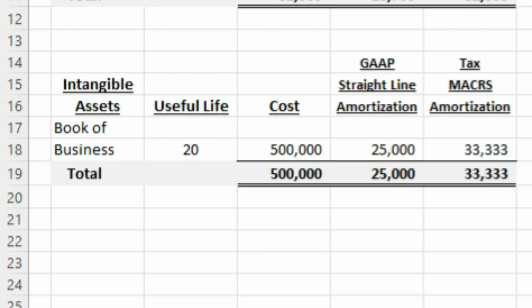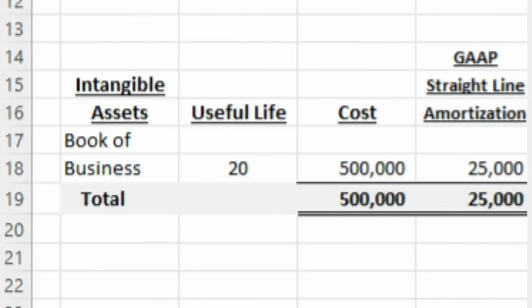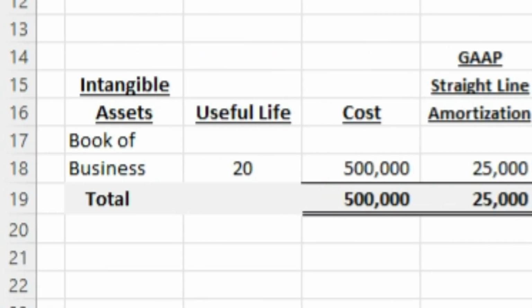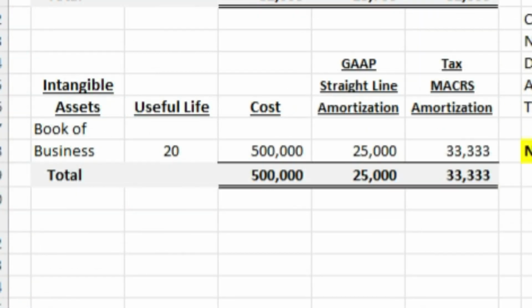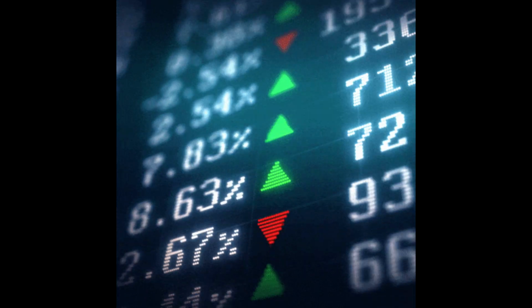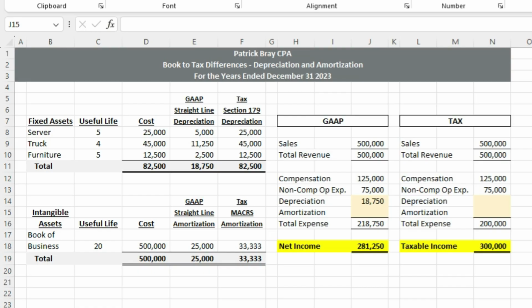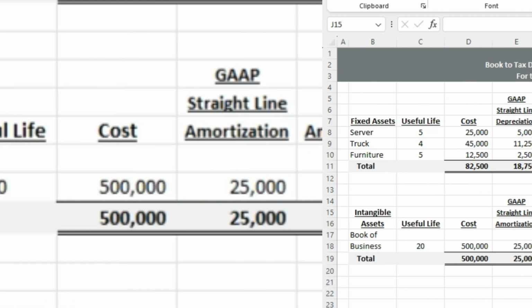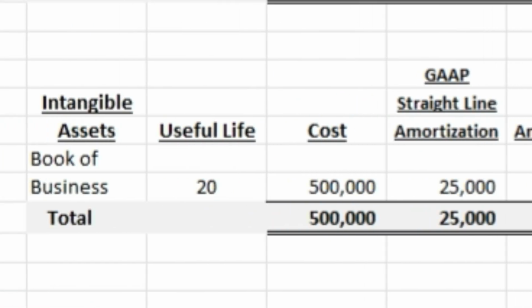And in this example, this book of business, we determined that its value or what we purchased it for was $500,000. The useful life related to an intangible asset is going to be a little bit more subjective. You're going to look at your past experience with buying intangibles or creating intangibles. You're going to look at market data and just what it is. Do you think it's going to last X amount of years? In our example, we think our customer book of business is going to last 20 years.